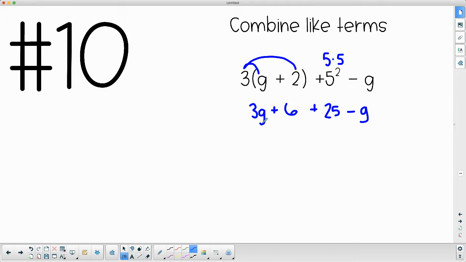So now we need to look for anything else we can put together. So here we have 3g's minus a g is going to go first. And then here we have 6 plus 25 is going to go second.